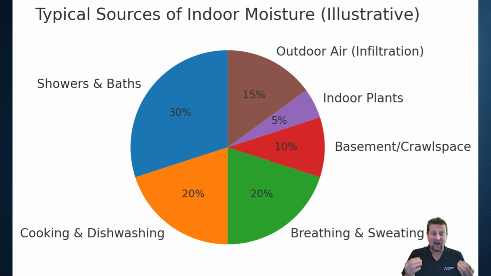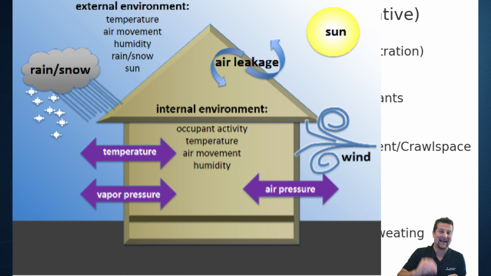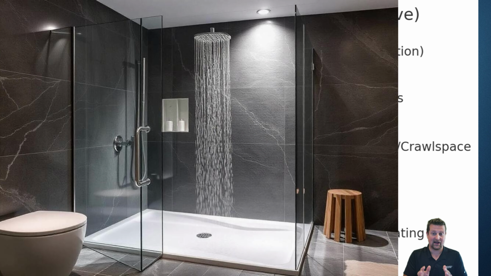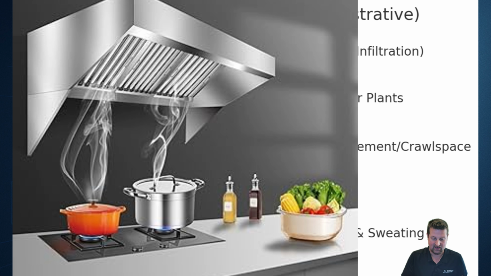So the average home, now, average probably means a lot of different things to a lot of different people, but let's establish the fact there is such a thing as an average home. In the average home, only 15% of the humidity inside your house is really caused by outside air, the infiltration. 30% is going to be caused by showers and baths, every time you take a shower or a bath. 20% from cooking and dishwashing, right? Any place you have a sink, you've got water.